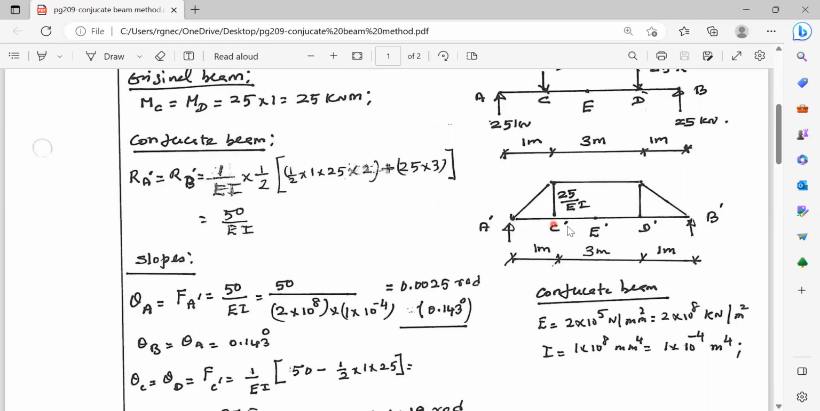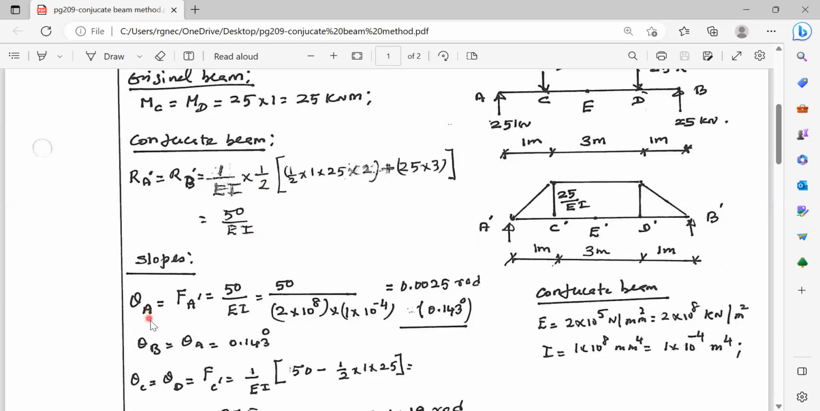The loading diagram for the conjugate beam is equal to the bending moment diagram of the given beam, divided by EI. 1 by EI is common, take it outside. Loading diagram means the area of these 2 triangles plus 1 rectangle. Therefore, area of one triangle, 1 by 2 into 1 into 25, this ordinate, plus area of the rectangle, 25 into 3. This total load divided by 2 is equal to the reaction at A dash, and that is also equal to the reaction at B dash. Each one of them is equal to 50 by EI.